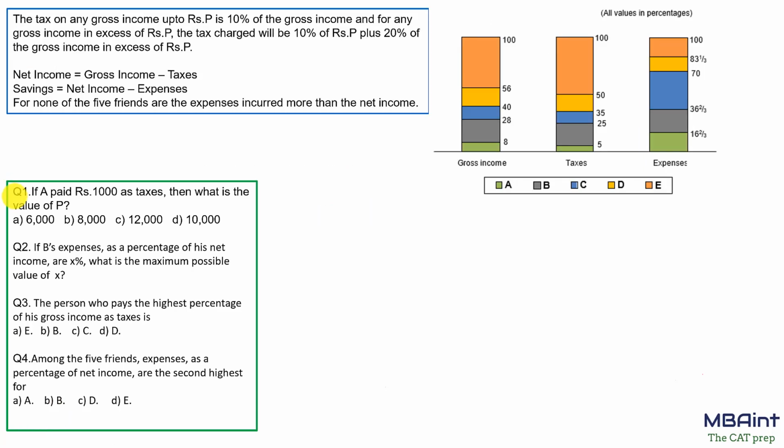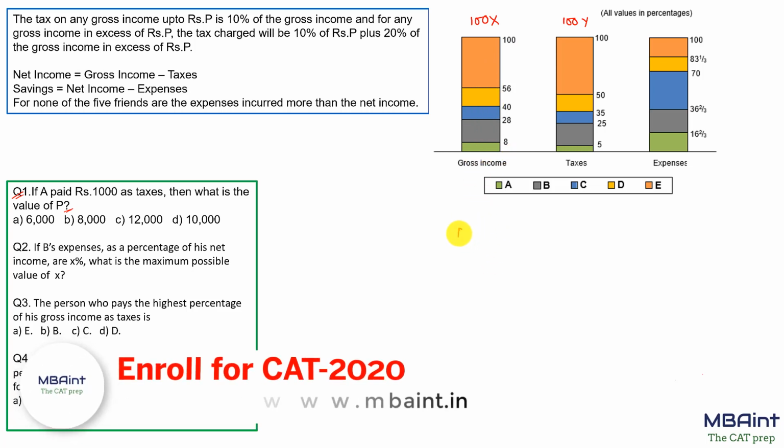So let's see. Now the first question is, if A paid rupees 1000 as taxes, what is the value of P? So in the first question itself, we need to find the value of P. P is the breakup point of the various tax slabs. Okay, so tax is charged on gross income. So let's see the relation. Let's suppose the total gross income is 100x and the total taxes is 100y. Why have I taken 100? Because everything is in terms of integral values, so it's very easy to take it in those terms.